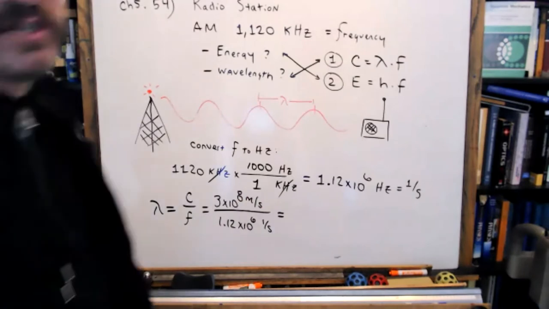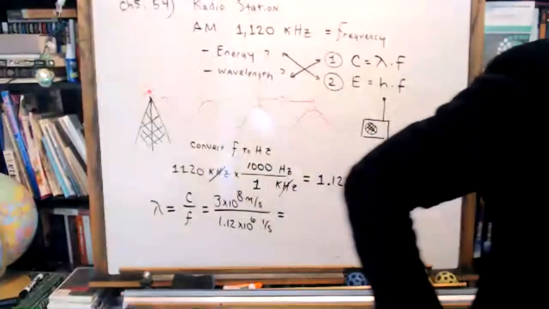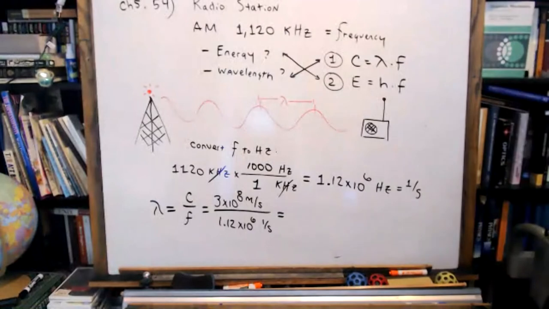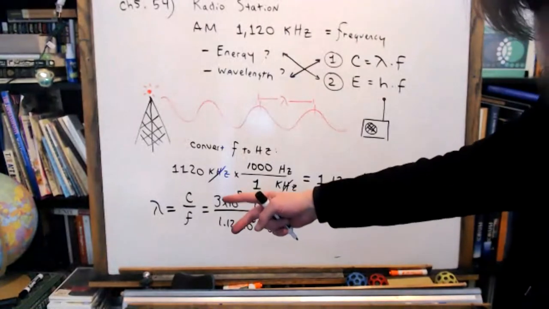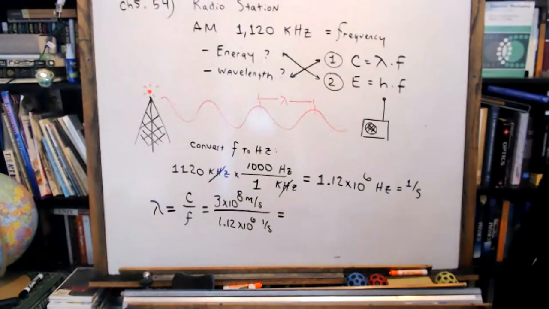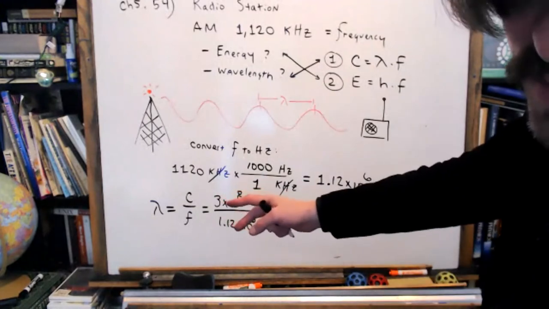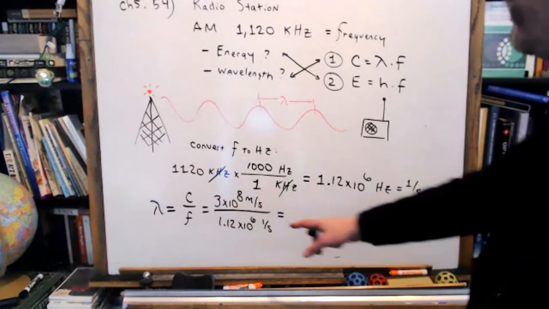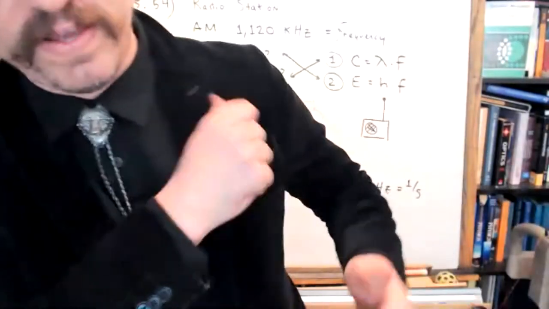So that should be a pretty easy job for your calculator. Go ahead and punch it in. Let's keep two sig figs. That's got three, that's got one. I don't know, we'll cheat. Actually, the speed of light is good to three. We can keep three sig figs. Believe it or not, the speed of light is 3 × 10⁸ to at least three significant figures.